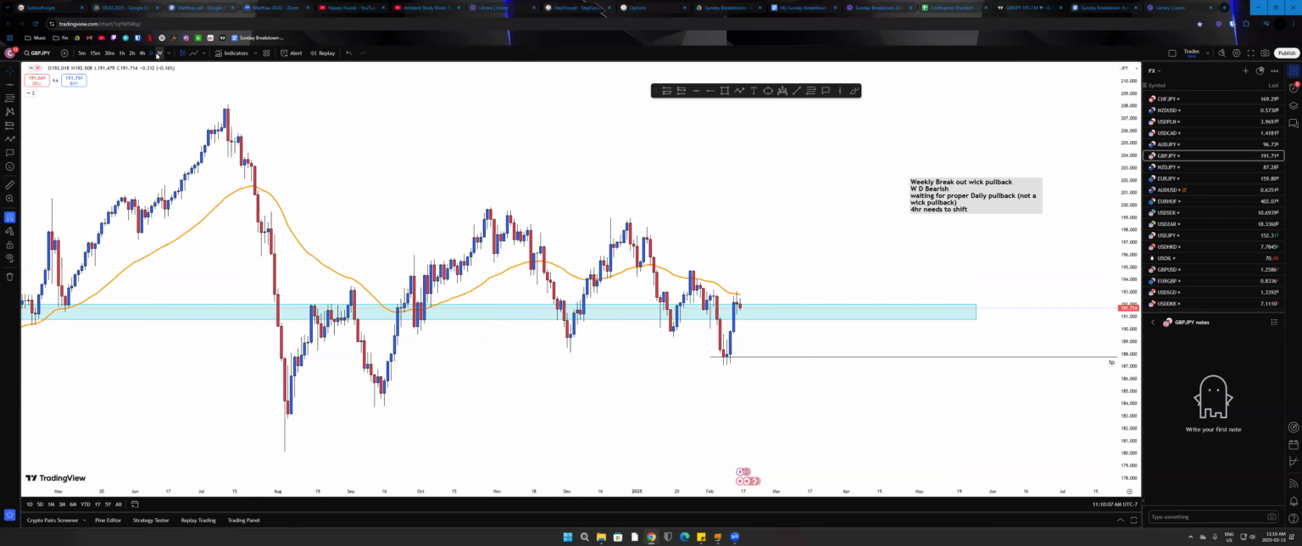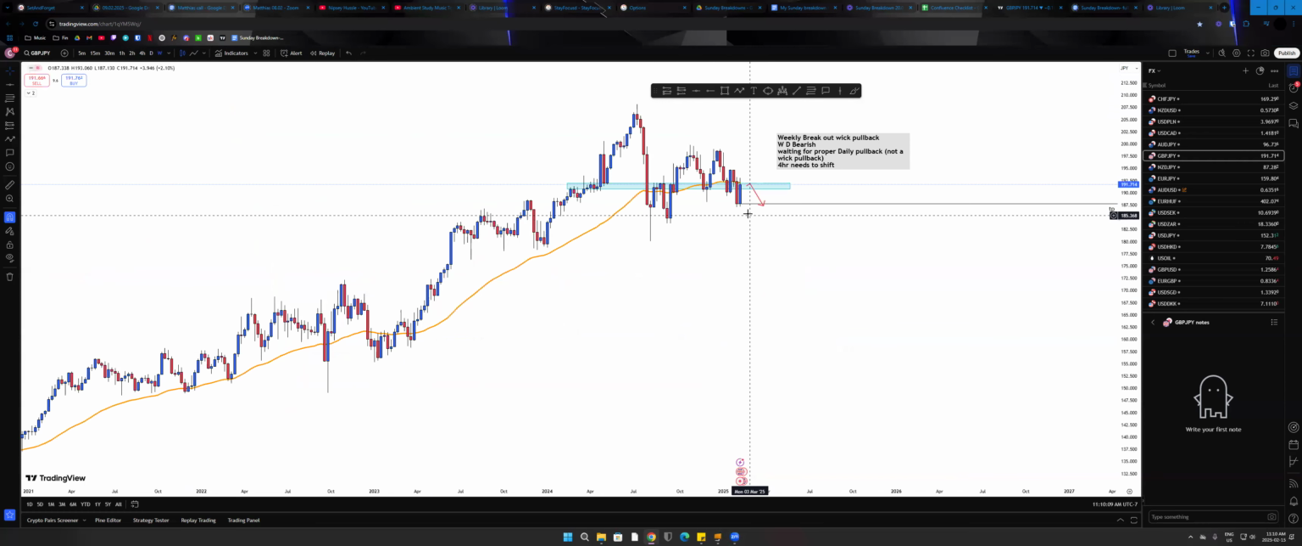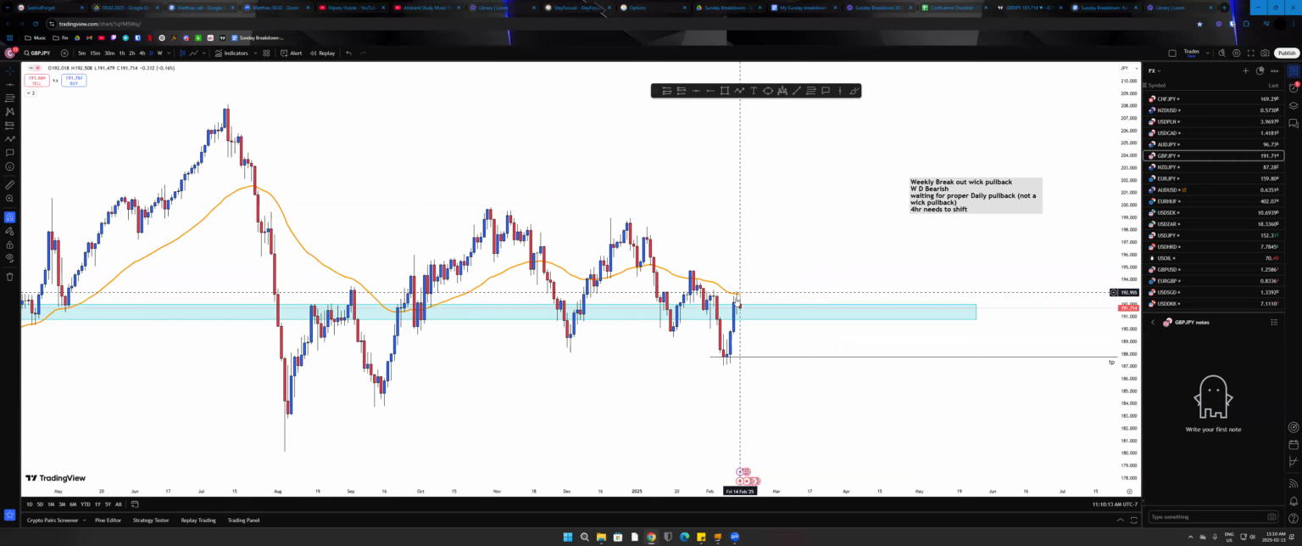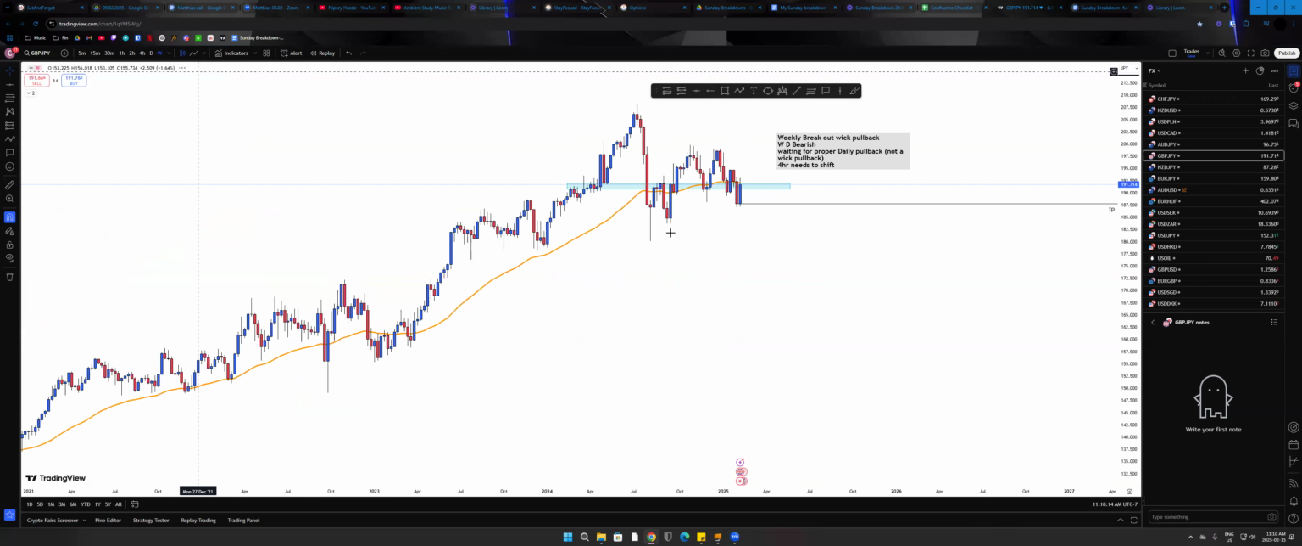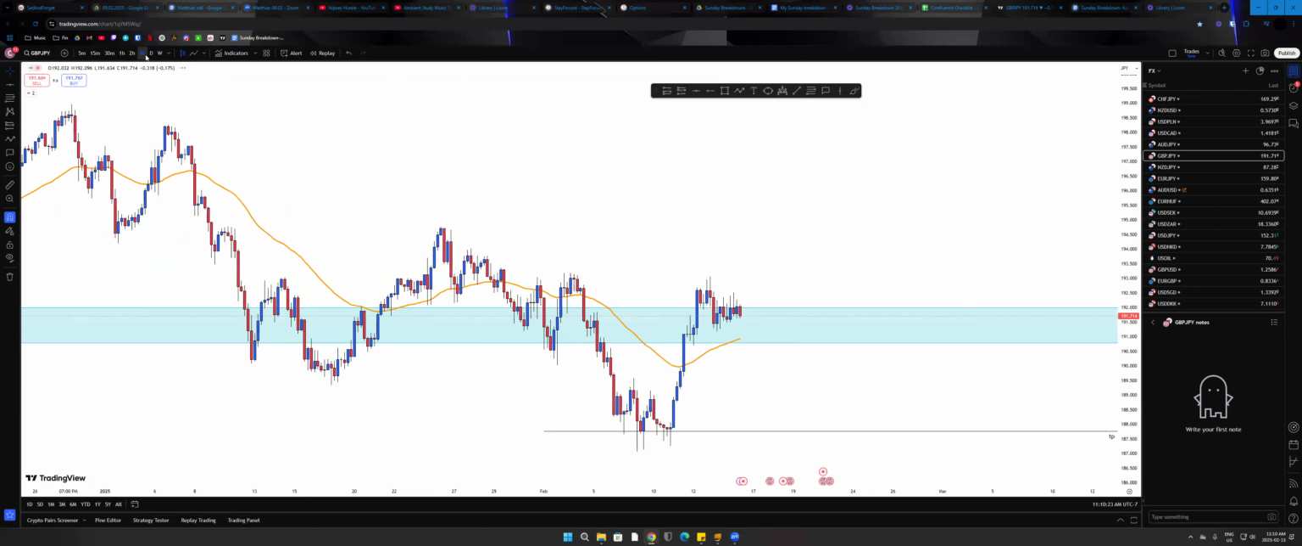GBPJPY, we are bearish, and daily is saying it's bearish as well. We're at the weekly area of interest, and bearish. For this we just need the 4 hour to shift to bearish by making a high and then breaking down. We can start looking at that.